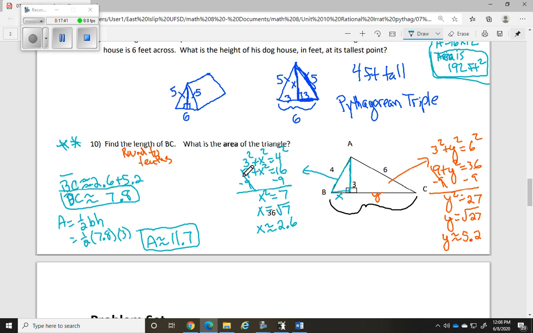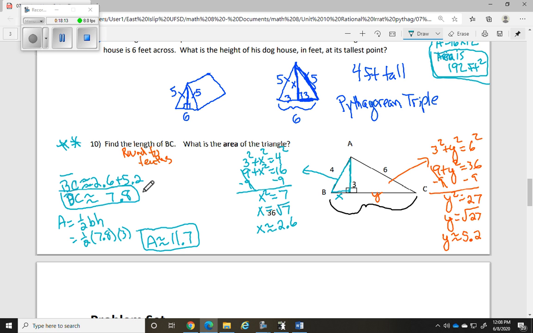So I did my work right here for that left side triangle, and I got approximately 2.6. And then I did my work over here for the right side of the triangle, and I got that y, I labeled it a different letter, is about 5.2. So to find the length from B to C, I add x and y together. So over here, I wrote that the length of BC is really 2.6 plus 5.2, so it's approximately 7.8 in length, whatever the units are.